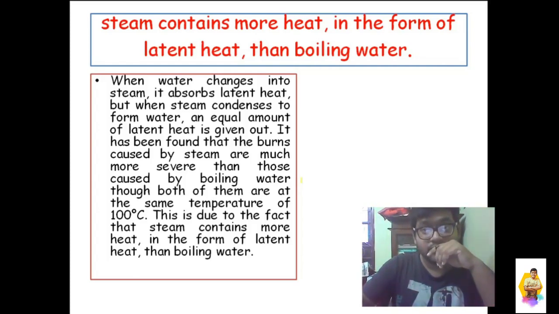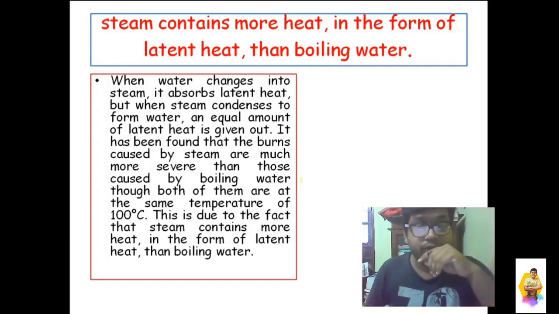So that is why we get injured if we try to touch, or if we try to take our hand in contact with the vapor. That is why it is very, very dangerous.